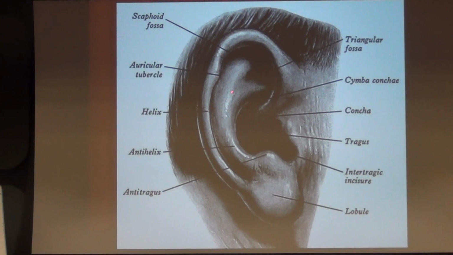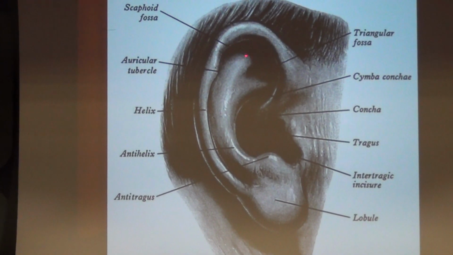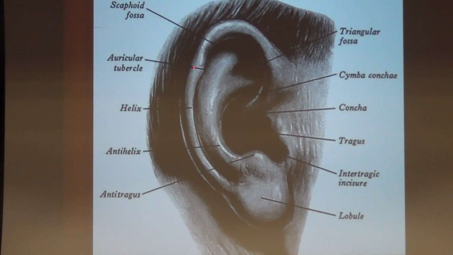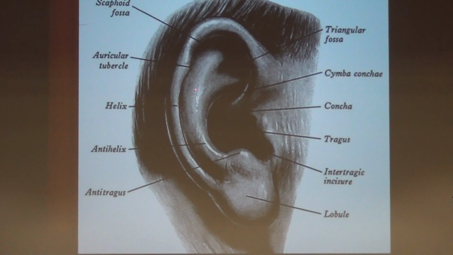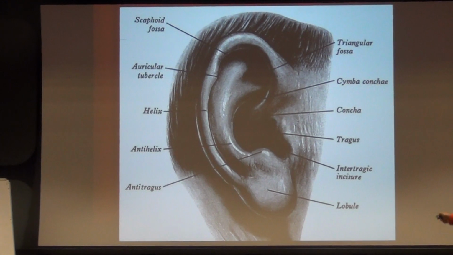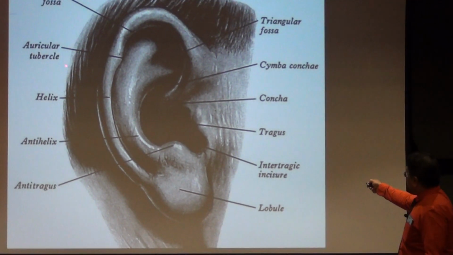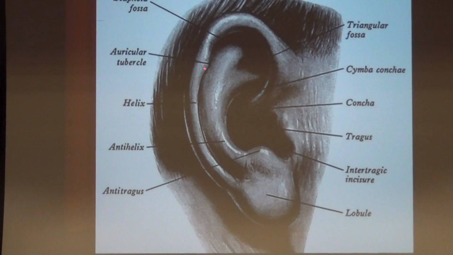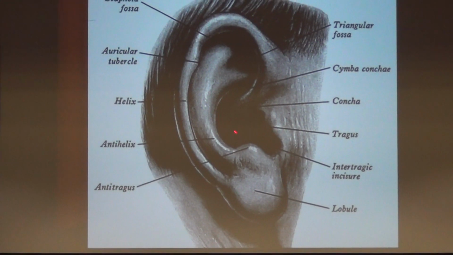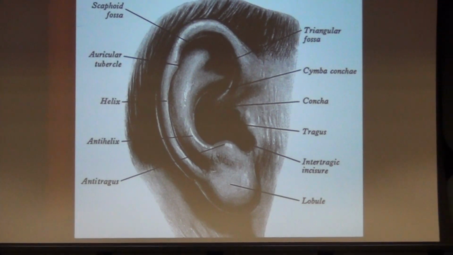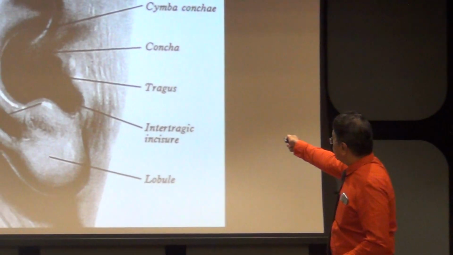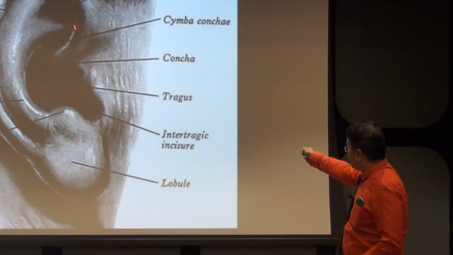Now this is the antihelix. This antihelix divides superiorly into two crura and bounds a triangular fossa superiorly, and this is the helix, this is the antihelix. Now in between these two, the depression is known as the scaphoid fossa. Here you'll find the auricular tubercle or Darwin's tubercle. Now this is another depression, a big, deep depression. It is encroached by this helix, this superior part of the helix.